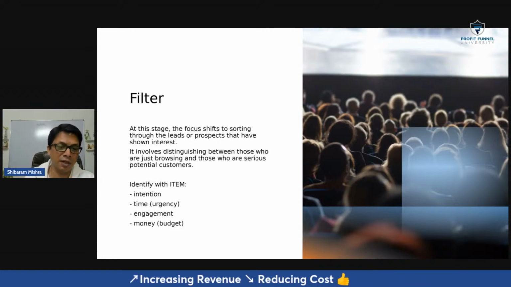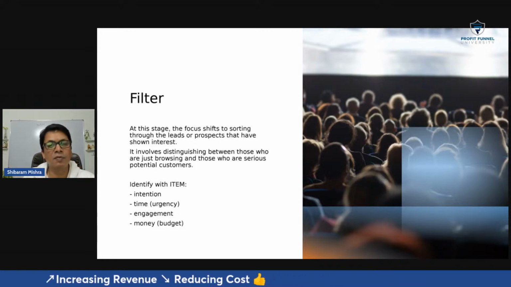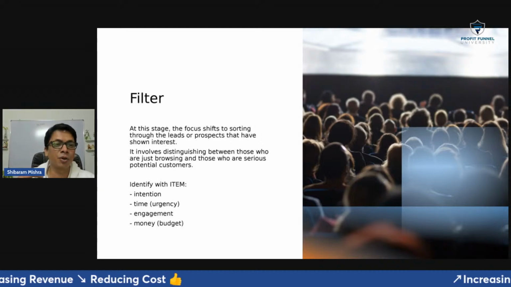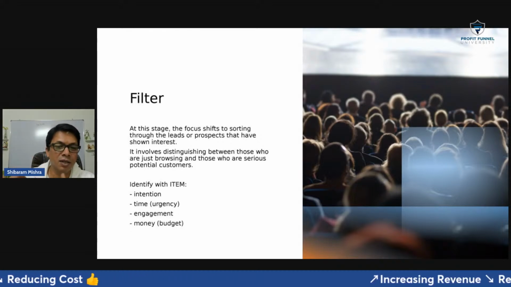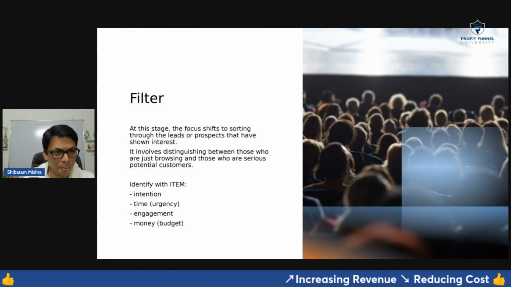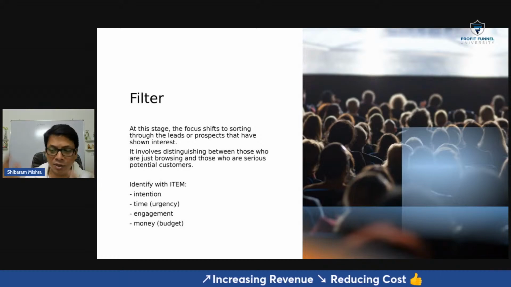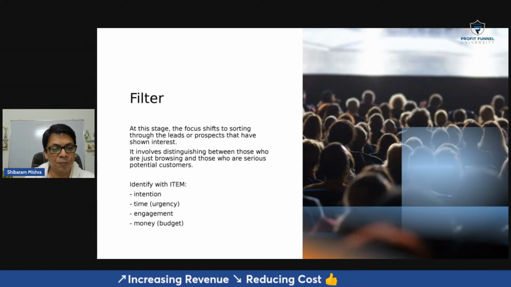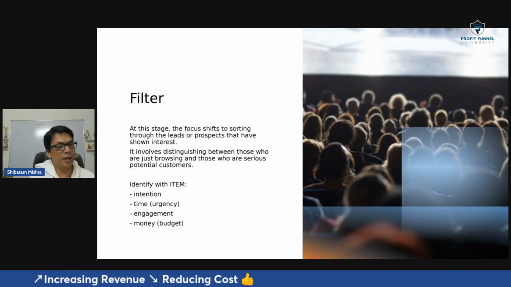Third one is engagement. How engaging are they after filling up the form? Are they replying to your calls? Are they replying to your mails? Are they replying to your WhatsApp? Are they asking questions or are they just silent? Engagement is a very good indicator.